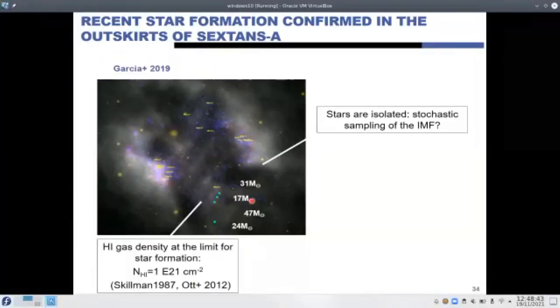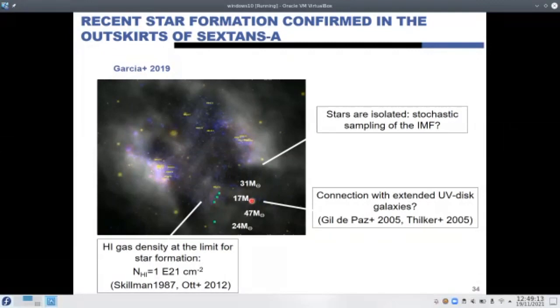But the other puzzling thing is that they seem to be isolated, and usually massive stars form in clusters and OB associations, but these are in the middle of nowhere without a stellar population linked to them, at least not a stellar population that we have been able to detect at the moment. So maybe this is telling us something about how massive stars form in low density metal poor environments.